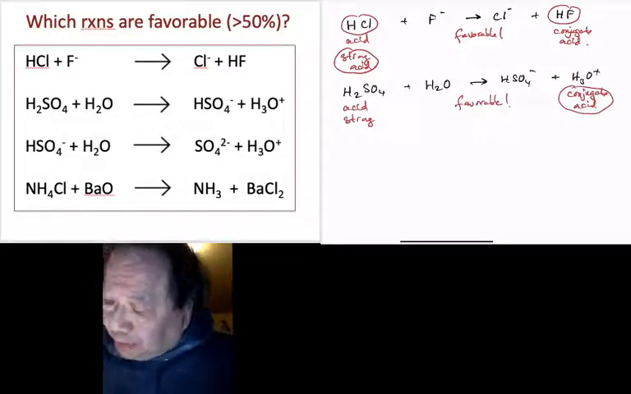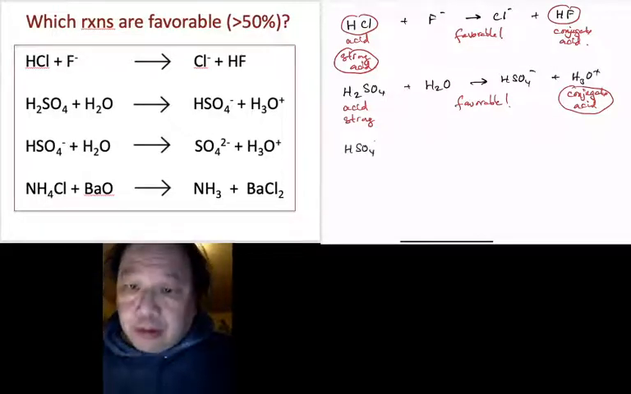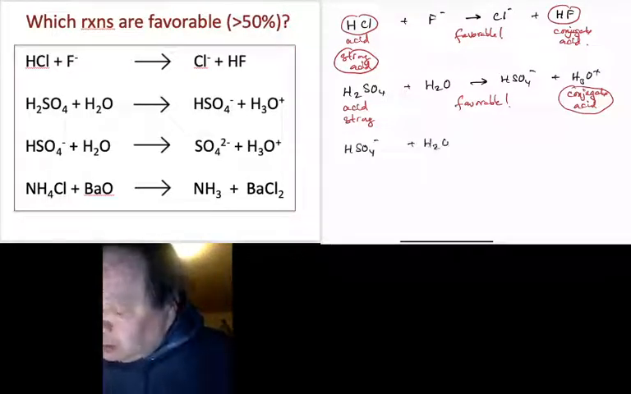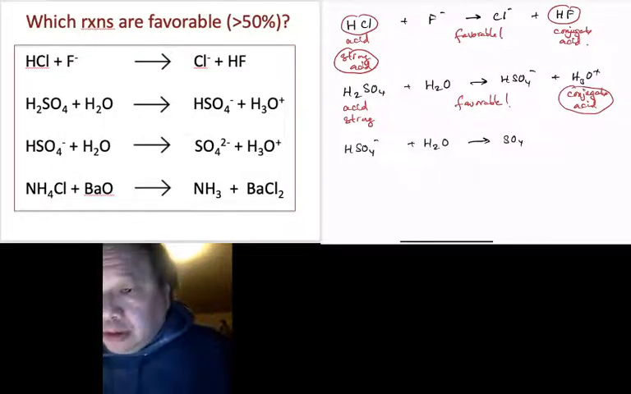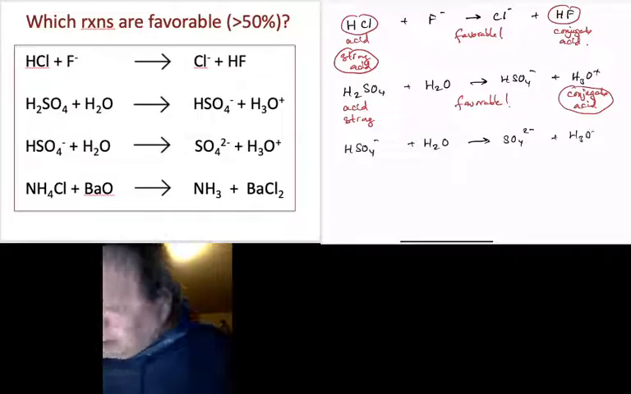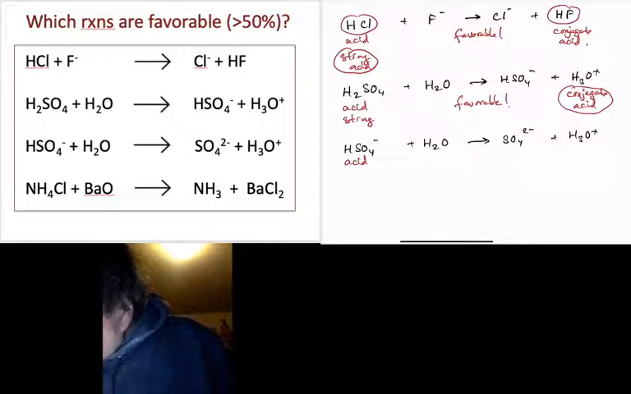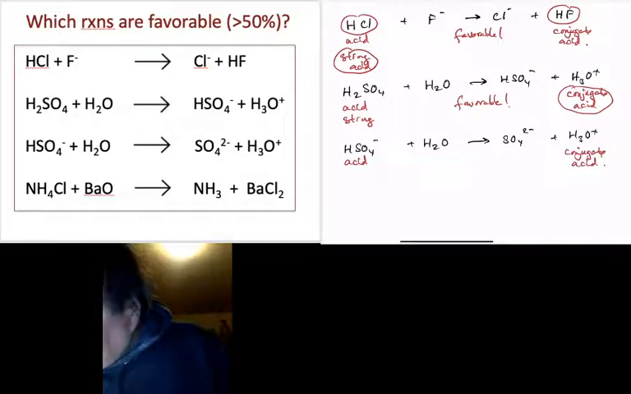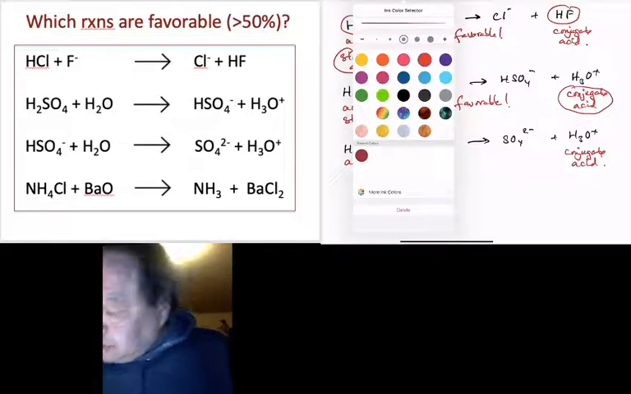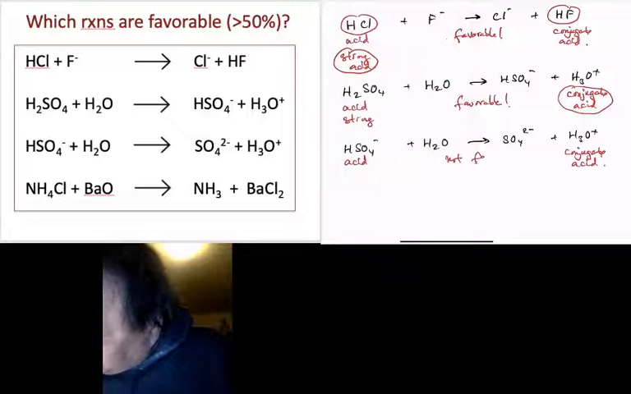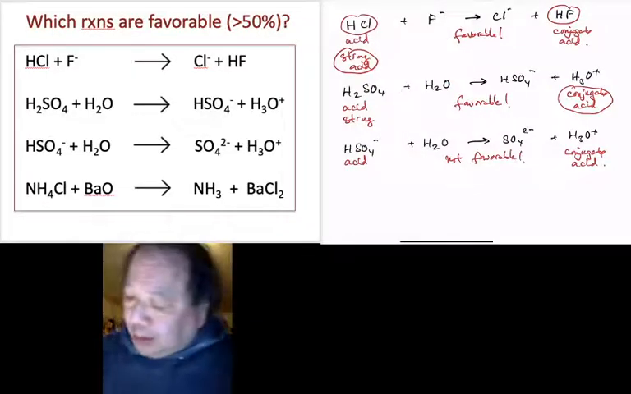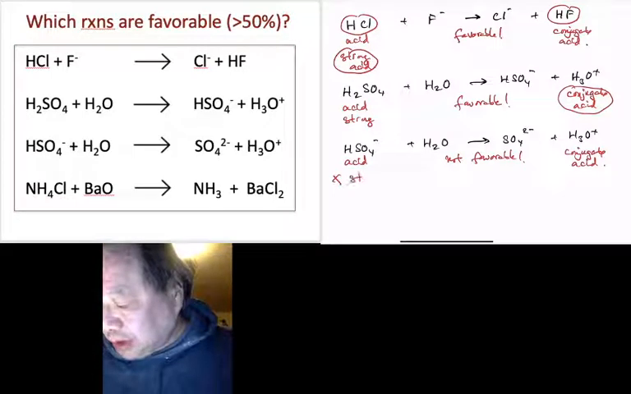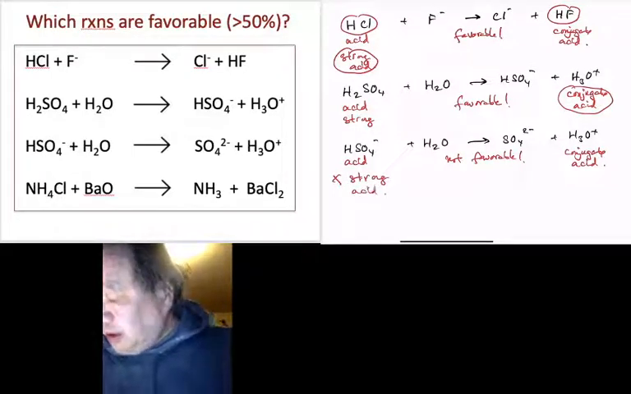Third example, HSO4 minus plus H2O going to SO4 2 minus plus H3O plus. This is the acid. This is the conjugate acid. And is this reaction favorable? Put it in chat. And the answer is, not favorable. Why is that? Because this is not a strong acid. It's not on our list. Okay.